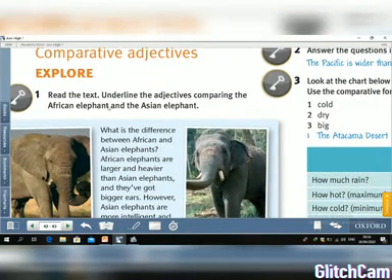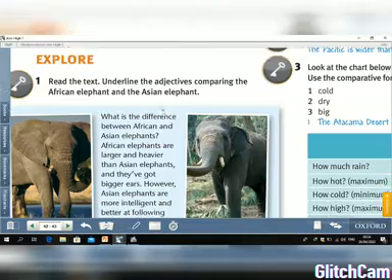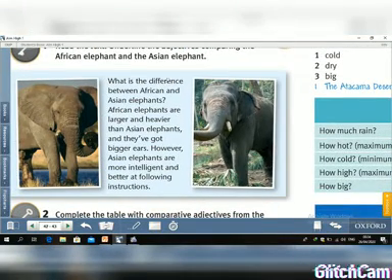Read the text and underline the adjectives comparing the African elephant and the Asian elephant. Read carefully and listen carefully. What is the difference between African and Asian elephants? African elephants are larger and heavier than Asian elephants, and they have got bigger ears. However, Asian elephants are more intelligent and better at following instructions. Let's underline them.